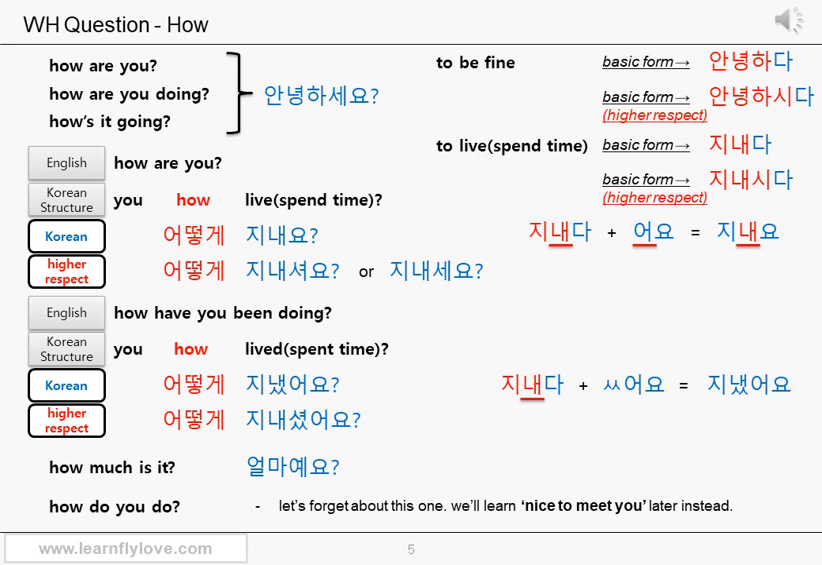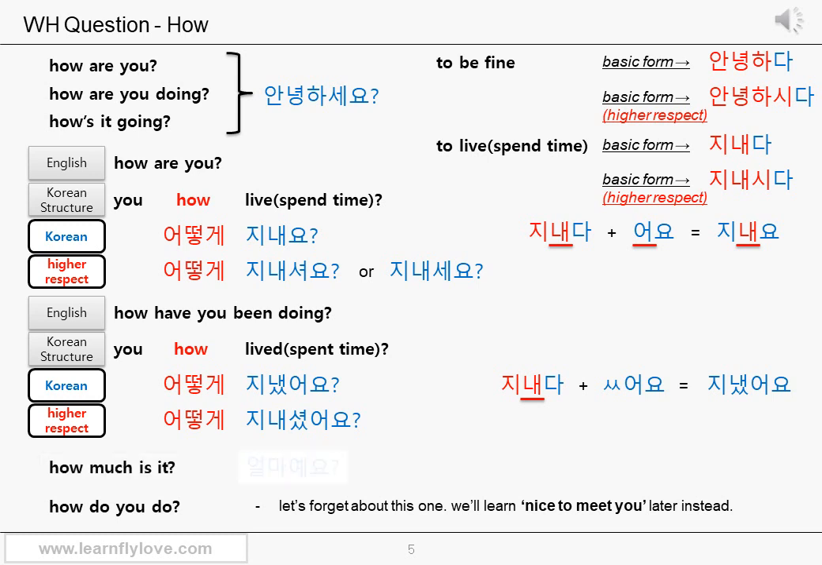How about the higher respect form? The higher respect form in the present simple tense was 어떻게 지내셔요? Then the past form is 어떻게 지내셨어요? You cannot use 새 sound in the past tense. Therefore, 지내셨어요 is completely wrong. Okay, now you can say all the how are you or how have you been sort of greetings and questions in Korean. Let's see the next sentence.